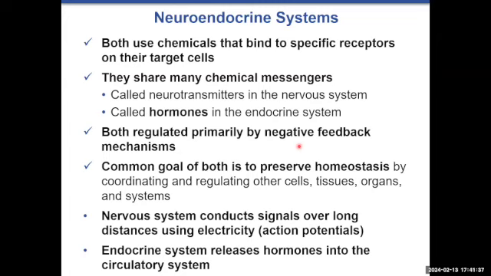Those are examples we've been talking about through the semesters, and you should feel comfortable with those by now.